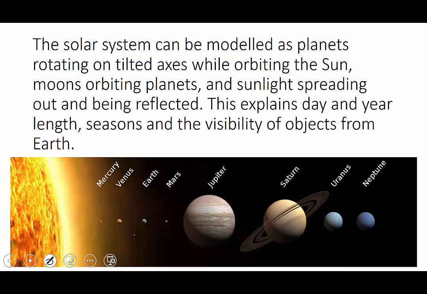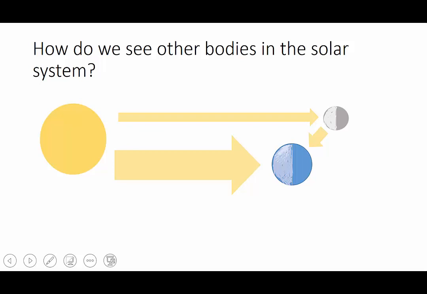So the solar system can be modelled as planets which rotate on tilted axes while orbiting the sun. That means basically going in big circles around the sun. The planets often then have moons orbiting them. We have one moon, but other planets have more than one moon. Sunlight spreads out and is reflected, and this explains days and years and seasons.